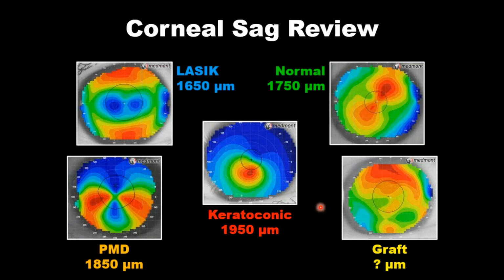Now, this makes sense because we know if we have a normal cornea, it's going to have X amount of sagittal depth. If we were to LASIK that eye, we're going to certainly lose some of that sagittal height. So a LASIK patient should be lower in depth than the normal. Then a pellucid patient should be slightly higher than the normal eye, while a keratoconic would generally be higher in height than the pellucid. And then lastly, our graft patients are all over the map. They can be high, they can be low, they can be almost anywhere. We never really know with them until we put a lens on eye.